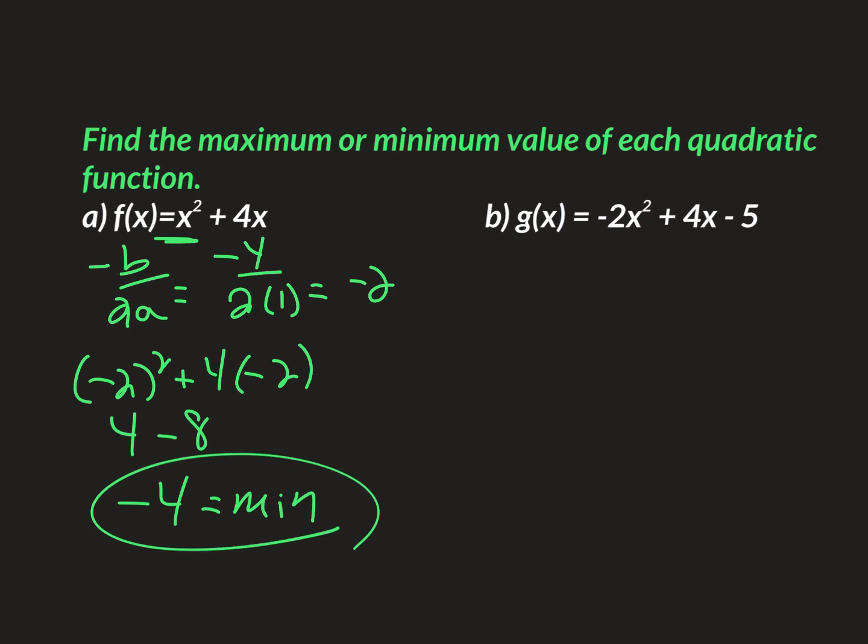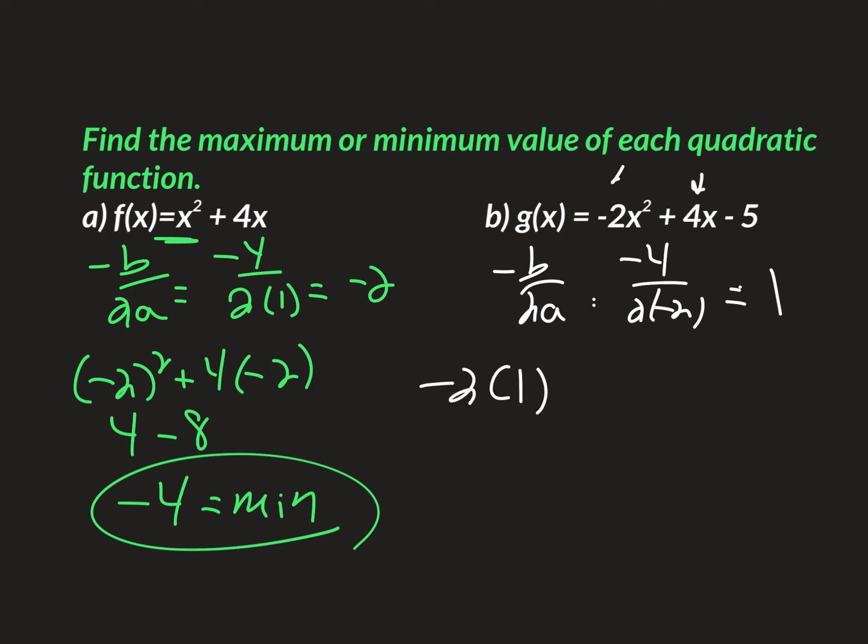Let's try one more here. Second one, negative b over 2a. Negative b over 2a would be negative 4. That's always the b value. That's always your a. Over 2 times negative 2, which is 1. Now remember, 1's not it. You've got to take the 1 and plug it back in. So I'm going to get negative 2 times 1 squared plus 4 times 1 minus 5. That would give me negative 2 plus 4 minus 5, which is going to be negative 3.